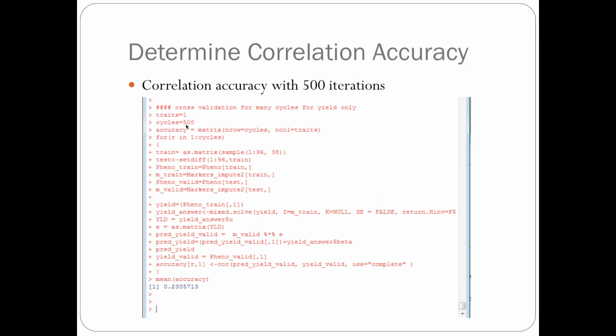So it's not a big change, but it's definitely a better estimate. And to do that, I set the traits equal to 1 since we're just estimating one trait now. It's just yield. And cycles equal to 500, so that's 500 iterations. And then I created an accuracy matrix of the number of cycles and the number of traits. So it's a matrix of 500. And then I ran mix.solve 500 times and got 500 correlation accuracies in this accuracy matrix, and then just took the mean of the matrix. So it's a simple loop that's set up in order to run many iterations of mix.solve and get a better correlation accuracy.